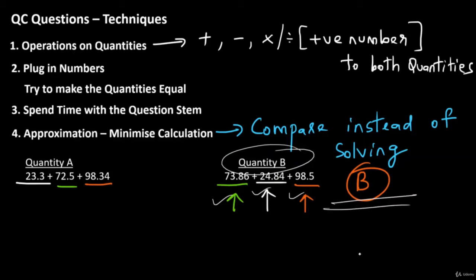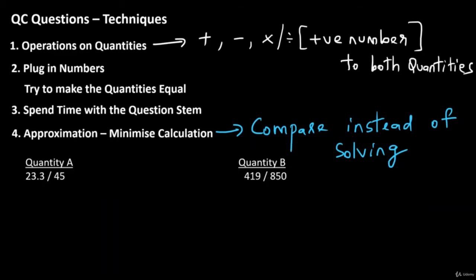Now, if you do it in this approach, you can do this question much faster than by finding the exact answer of quantity A and quantity B, right? So try to compare instead of solving. Let's do one more question.